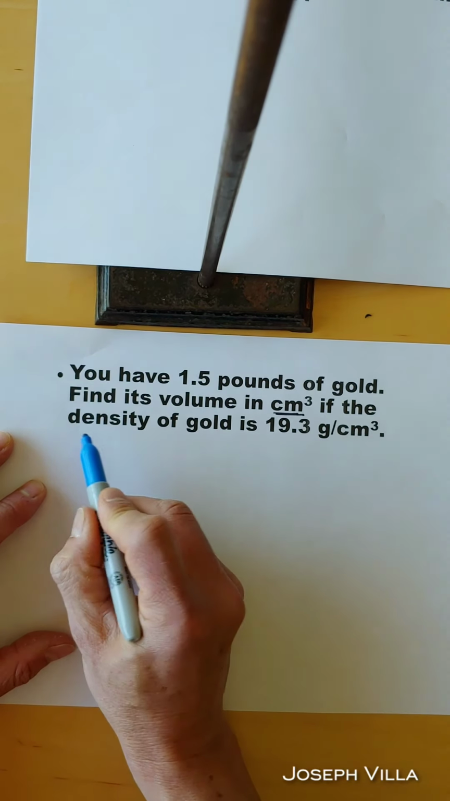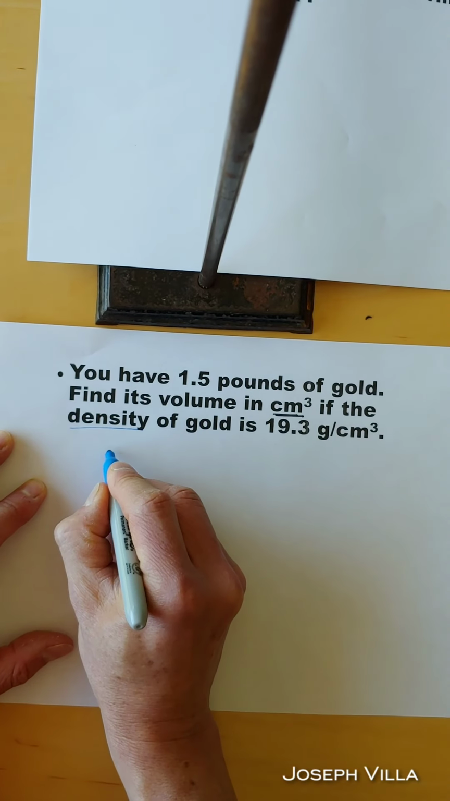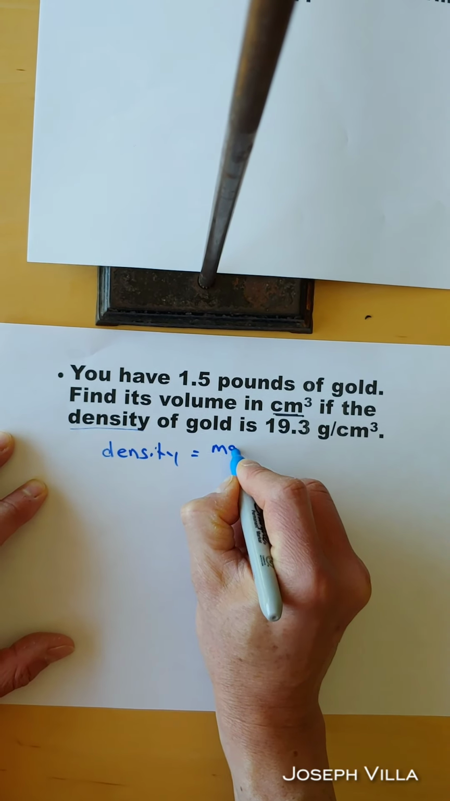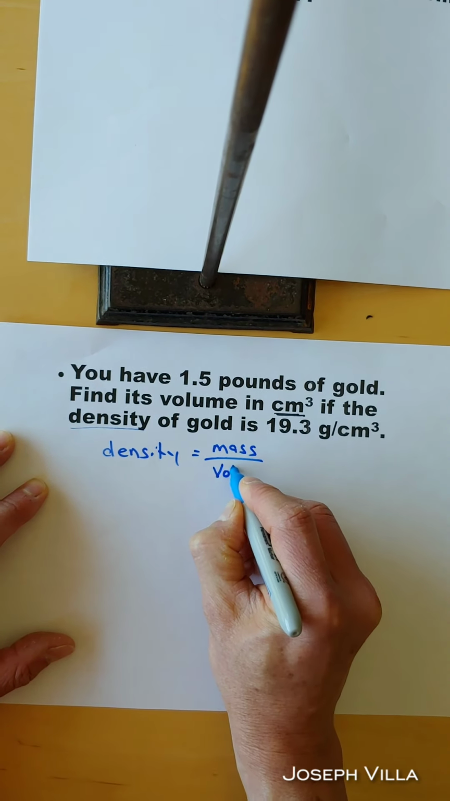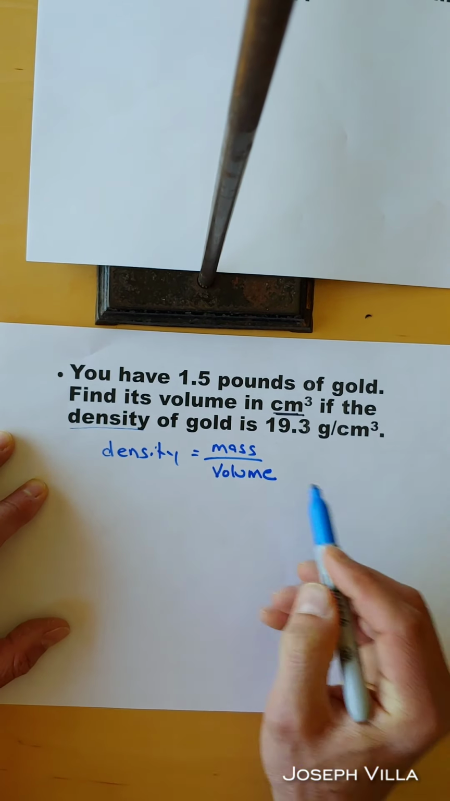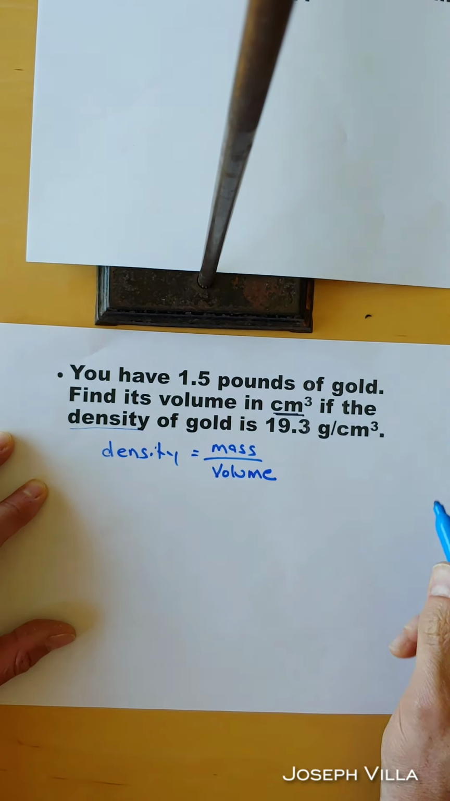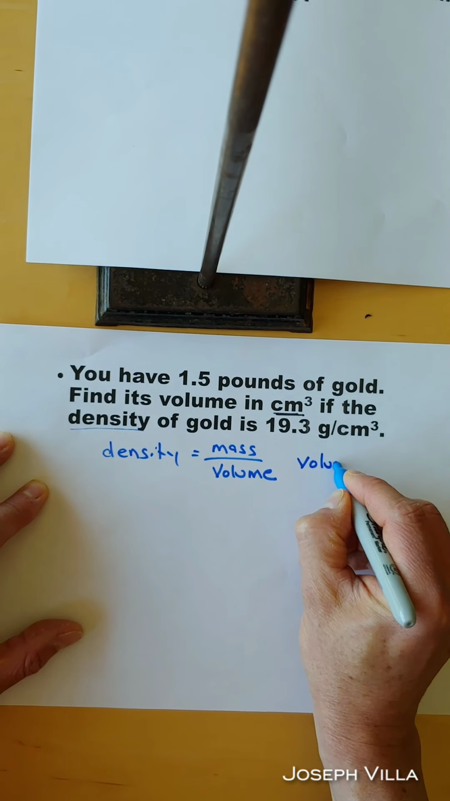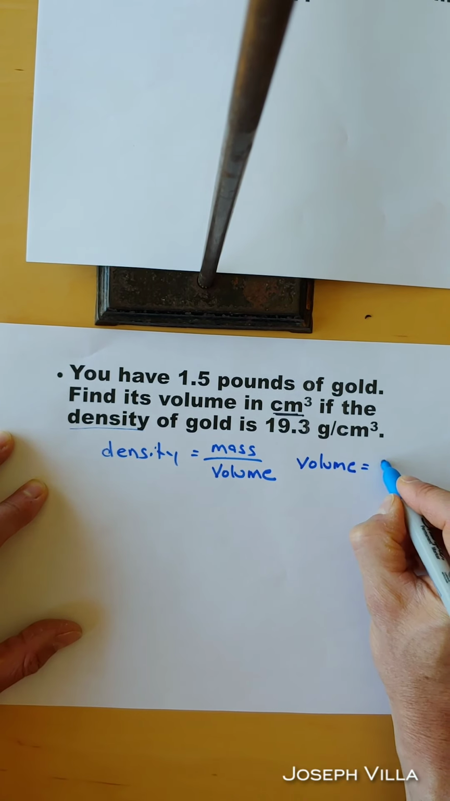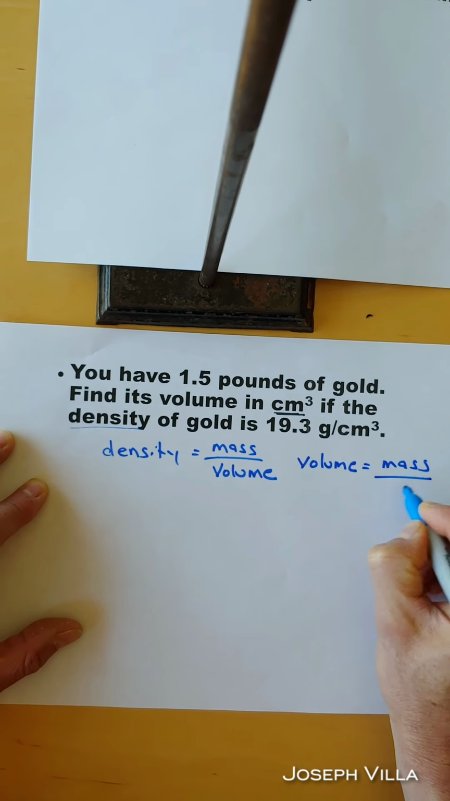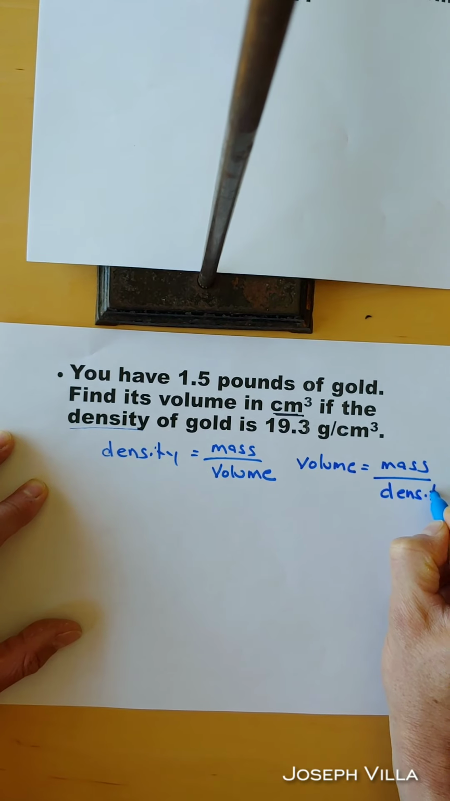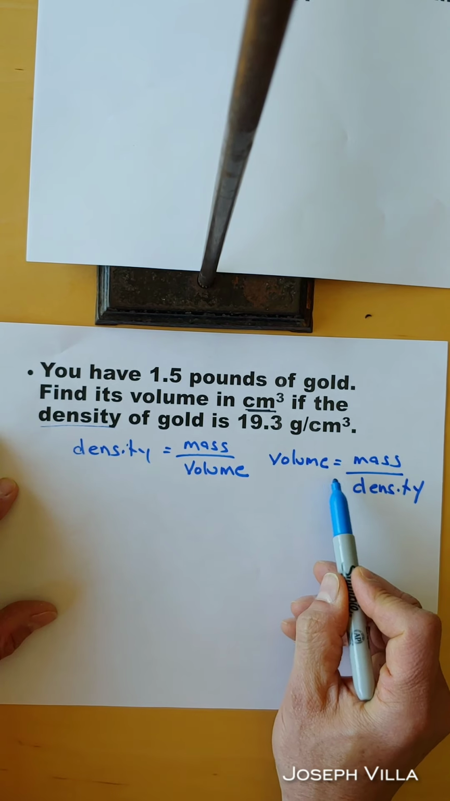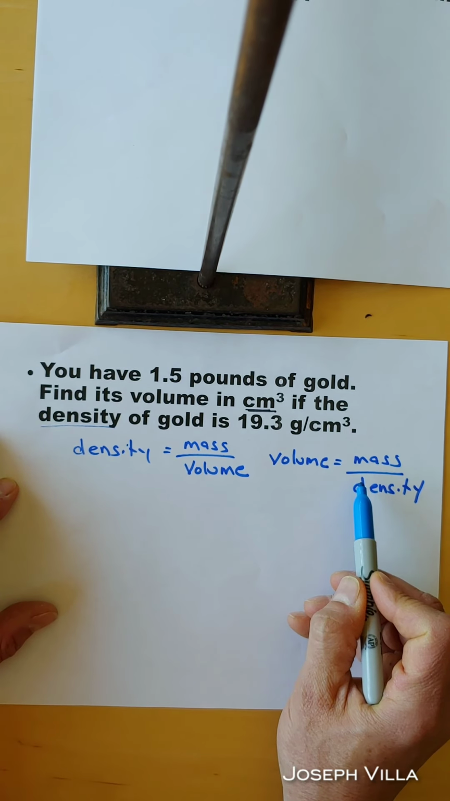The conversion that we're given is the value of density. Remember that density is equal to the mass of an object divided by its volume. We're going to look for the volume, so we can rearrange this equation and say the volume is equal to the mass over the density. So the density of an object is the mass divided by the volume, or the volume of an object is equal to its mass divided by its density.